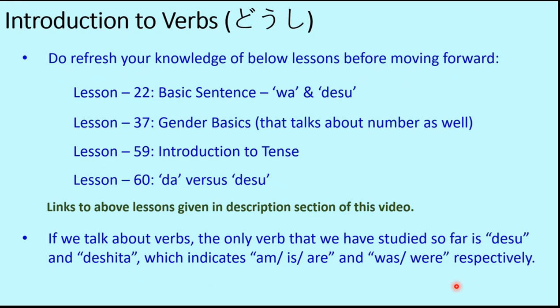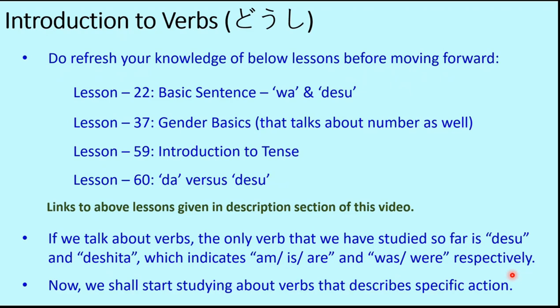If we talk about verbs, the only verb that we have studied so far is desu, and also its past form, that is deshita, which indicates am, is, are, and was or were respectively. That is, desu represents am, is, or are, and deshita represents was or were. So only this verb has been discussed so far in this series. With this lesson, we shall start studying verbs that describe specific actions like reading, writing, walking, talking, and so on.